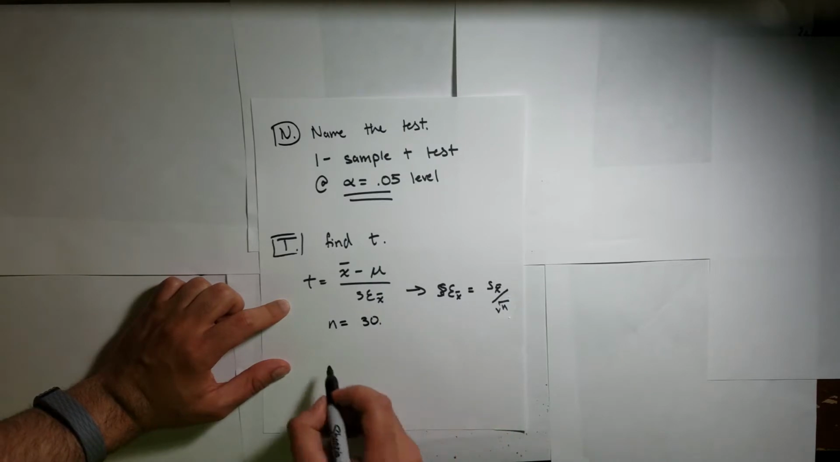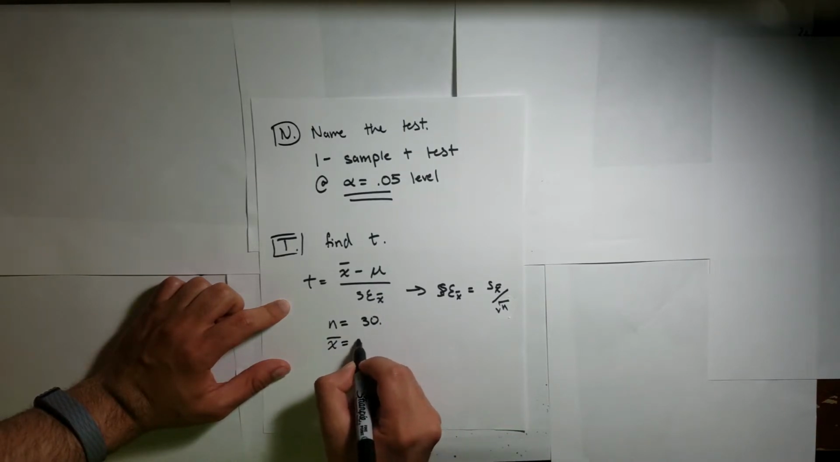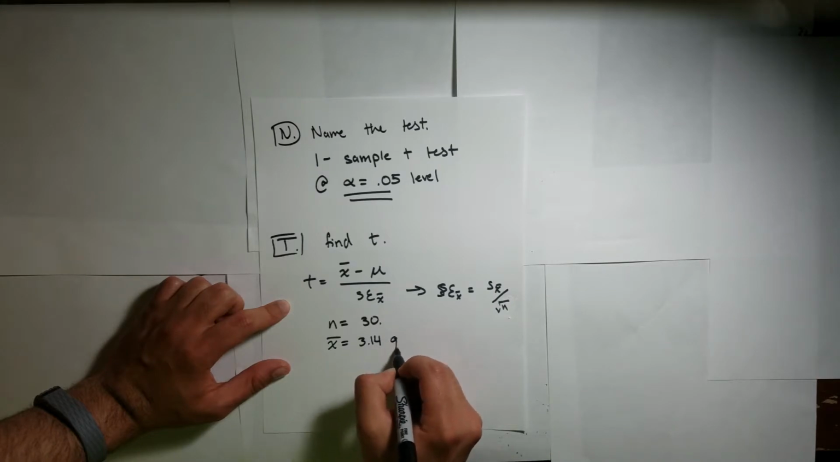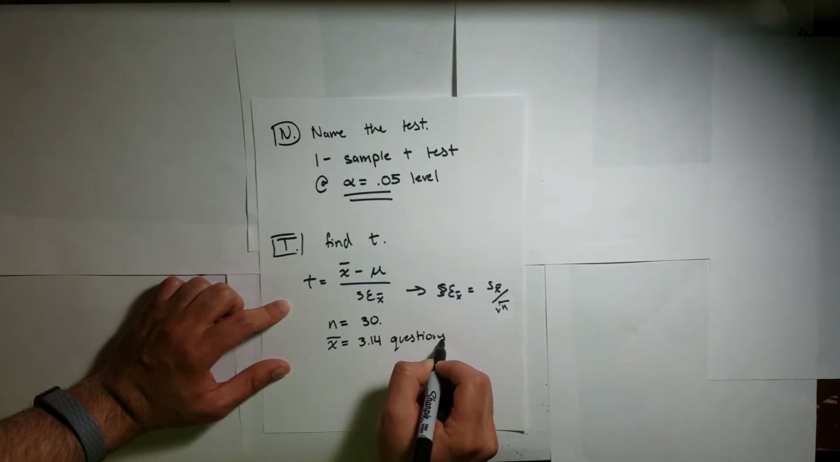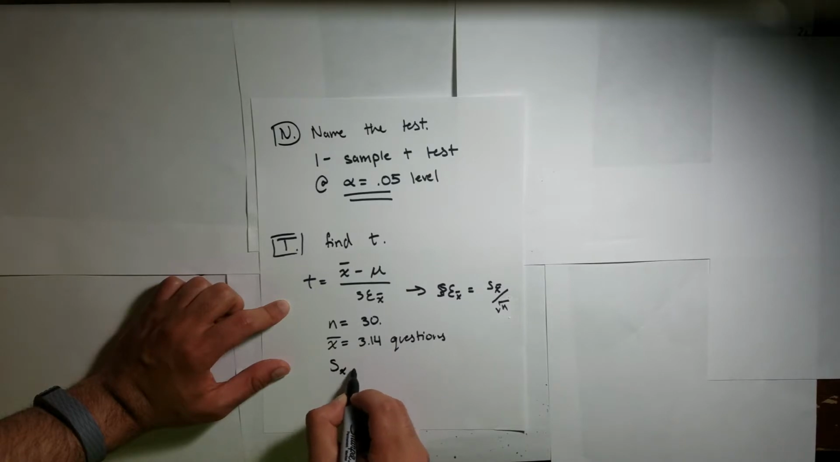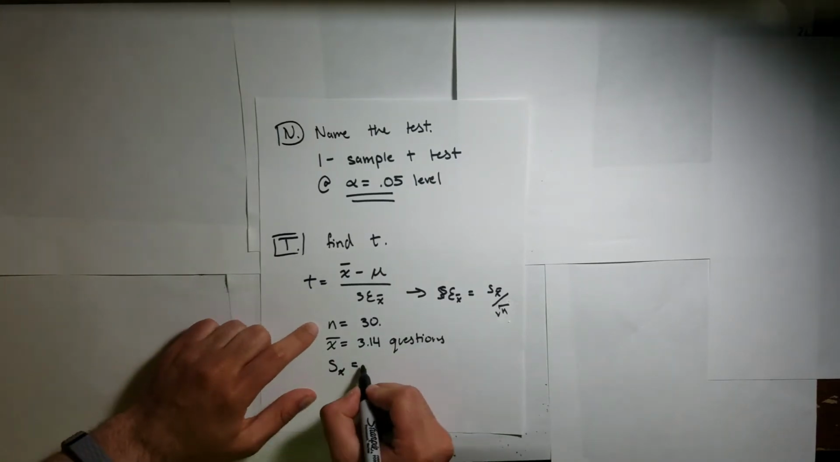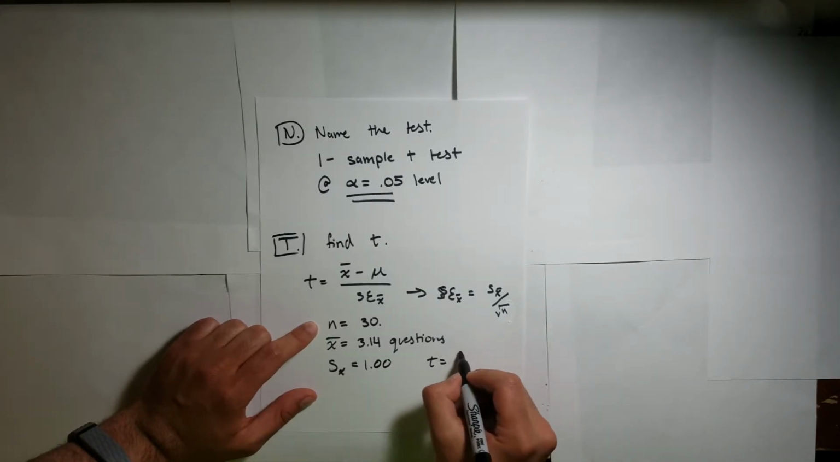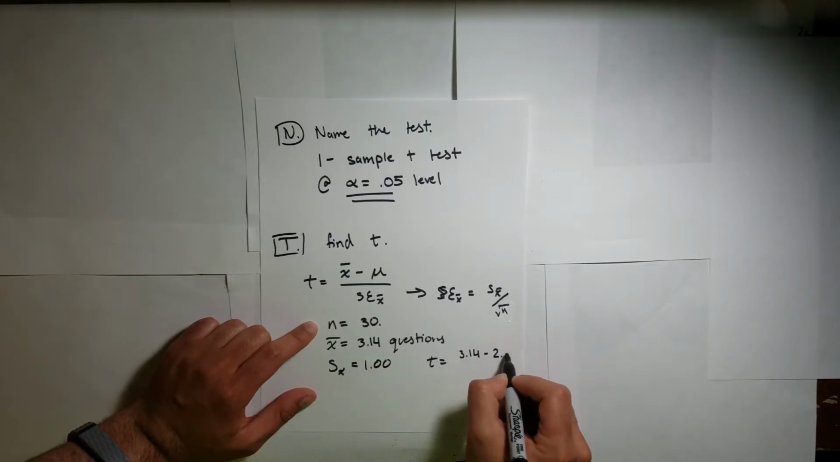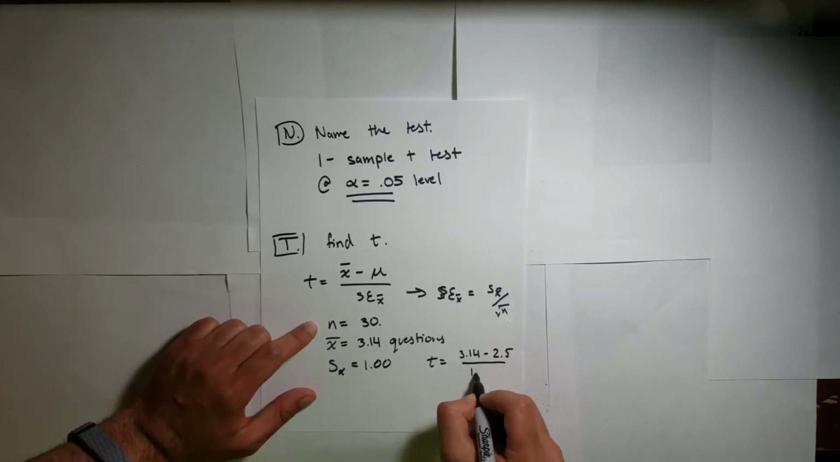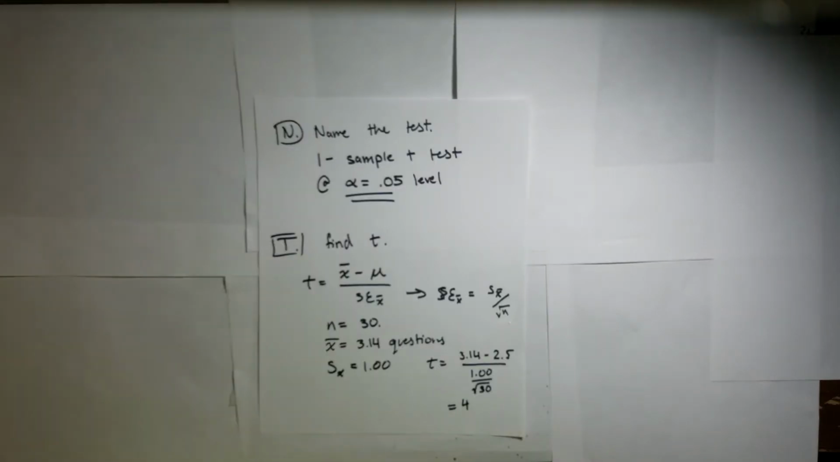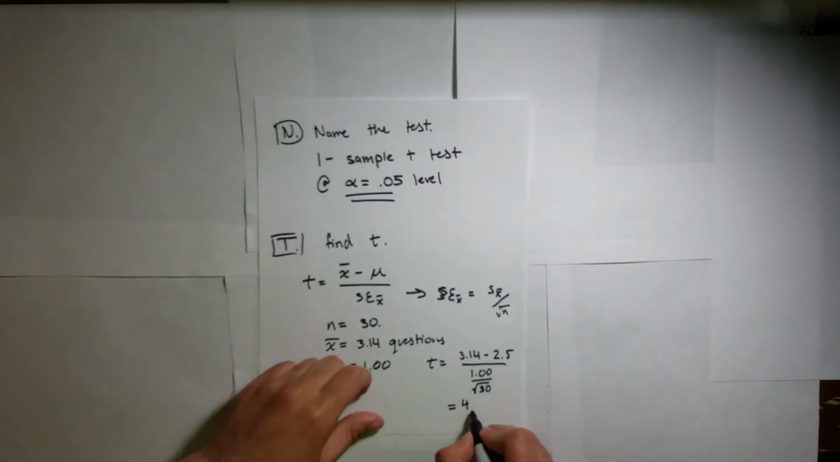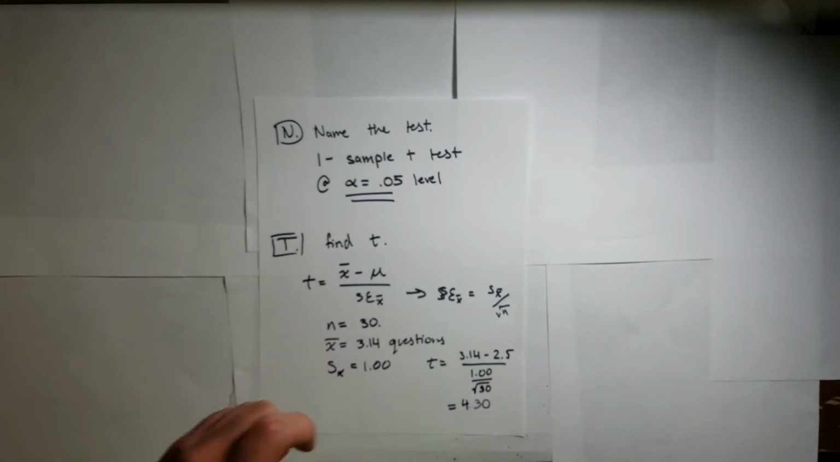Next, we will do the T step, and in the T step, we actually do the test. So our t value is equal to the statistic minus the parameter over the standard deviation of the statistic. Since our statistic is x bar, we take our x bar, which is 3.4. We take that minus our mu, which is 2.5, over the standard deviation, which is 1.00, over the square root of 30, since that's our sample size. And what we get from that is our t value is 4.30 from our calculator.